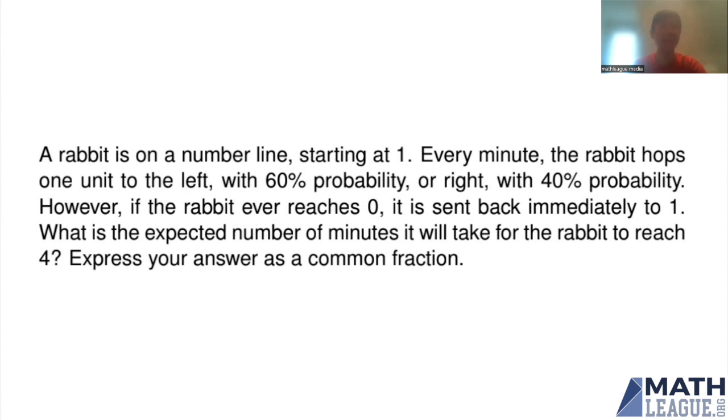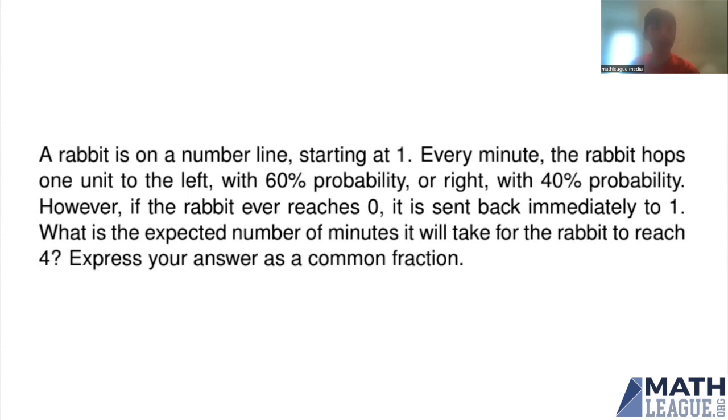Okay, so today we're going to go over target number 4 from the test 12000. A rabbit is on the number line starting at 1. Every minute, the rabbit hops 1 unit to the left with 60% probability or to the right with 40% probability. However, if the rabbit ever reaches 0, it is sent back immediately to 1. What is the expected number of minutes it will take for the rabbit to reach 4? Express your answer as a common fraction.